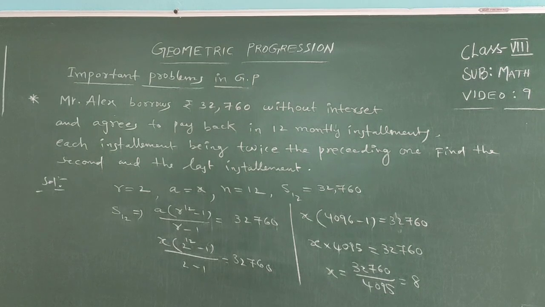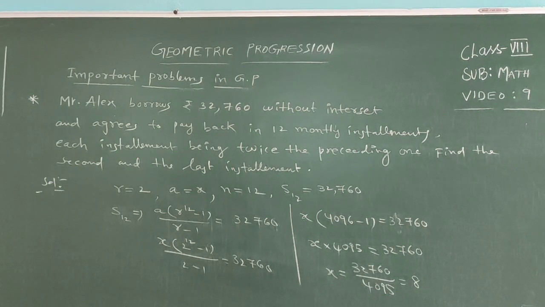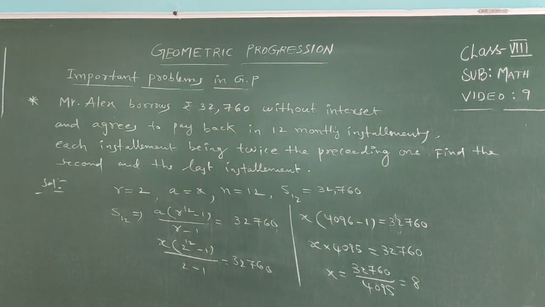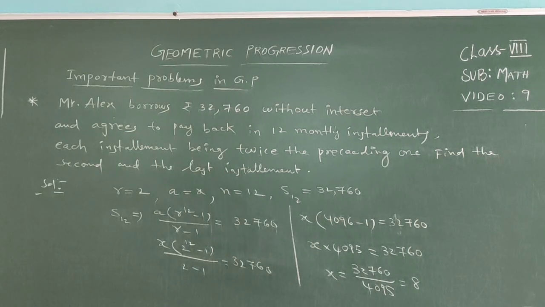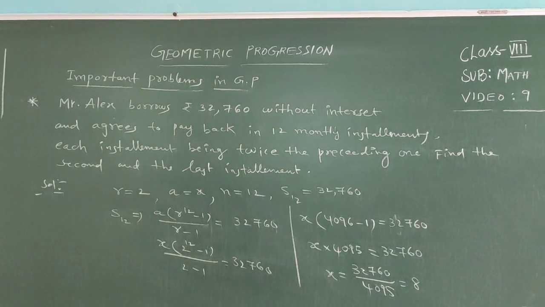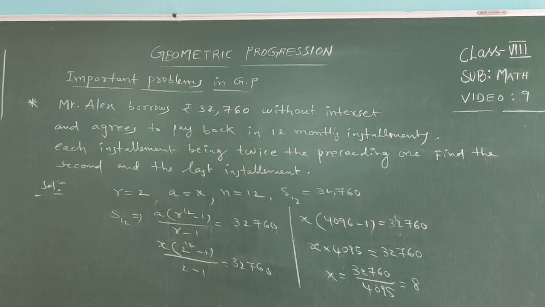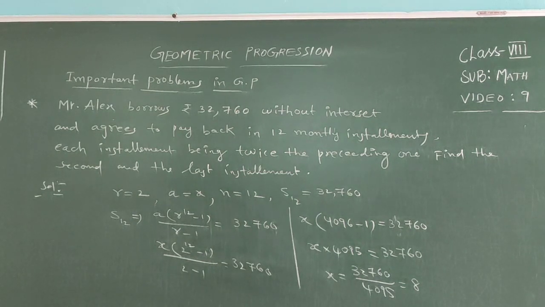If you observe once again, Mr. Alex borrows 32,760 without interest and agrees to pay in 12 monthly installments. Each installment is twice the preceding one. I mean, A, 2A, 4A, 8A, and so on. So here R is clearly 2. The first installment we don't know, that's why that is X. In 12 installments we have to pay back, that's why N equal to 12. The total money 32,760 in 12 installments, that's why S12 equal to 32,760.